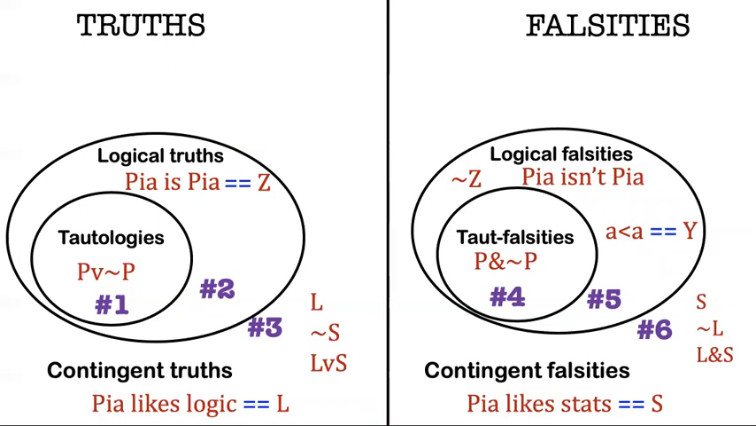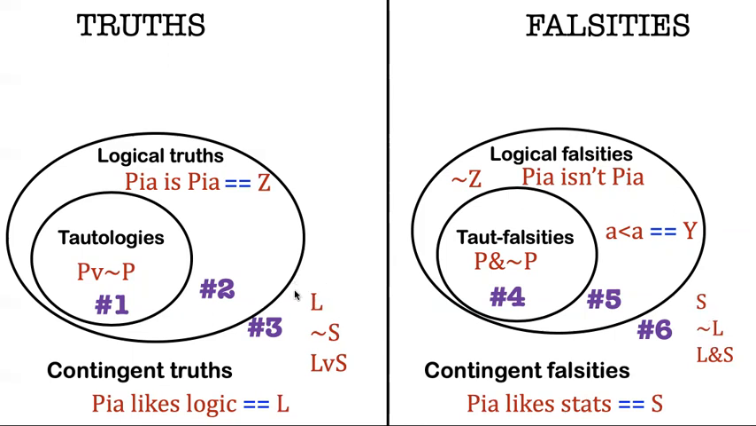Let's look at the contingent truths. P likes logic. Let's just say that is true. And we're going to symbolize that as sentence L. Then L would go out here as contingently true. And if you negate L, negation of a contingent truth just gives you a contingent falsehood. So that would go out here. Now, let's say P likes logic, but she doesn't like statistics. So S would go over here. This would be a contingent falsehood. If you negate a contingent falsehood, that would be a contingent truth.